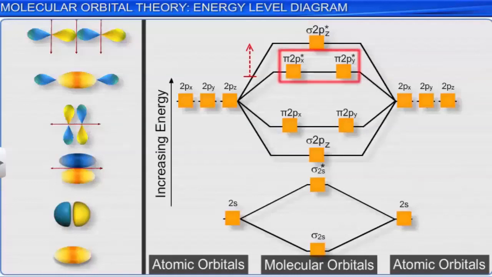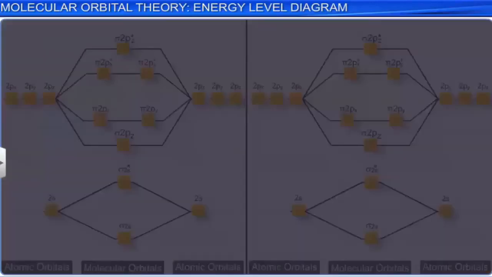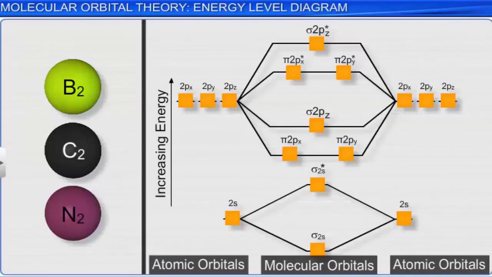While this sequence of molecular orbitals is accurate for molecules such as oxygen and fluorine, it is not for other elements such as boron, carbon and nitrogen, where the molecular orbital energy sequence is slightly different. This is because of the interaction between the electrons of the two s atomic orbitals of one atom with the electrons of the two pz atomic orbitals of another atom due to their relatively similar energy levels.